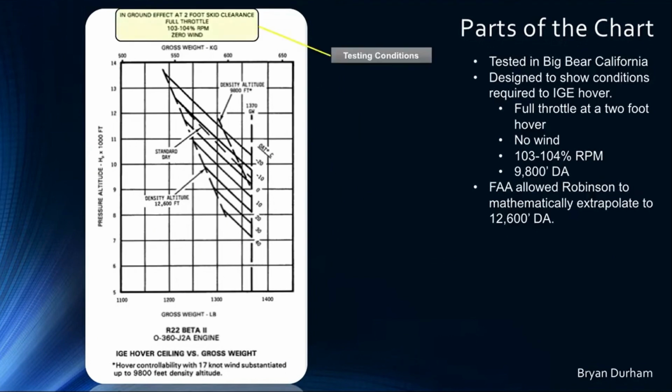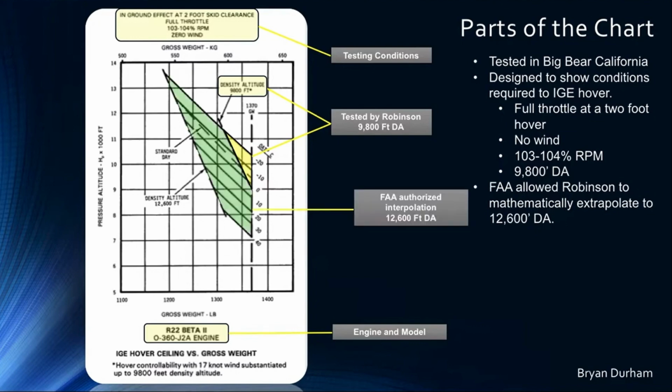So let's get into the basic parts of it. Again, tested in Big Bear, California, full throttle, 2-foot hover, 0 wind, max RPM at 104%, and it's up to 9,800 foot density altitude, okay? So those are your conditions. Now, this yellow portion of the chart that you're looking at here, this was the conditions in which the aircraft was originally tested, okay?